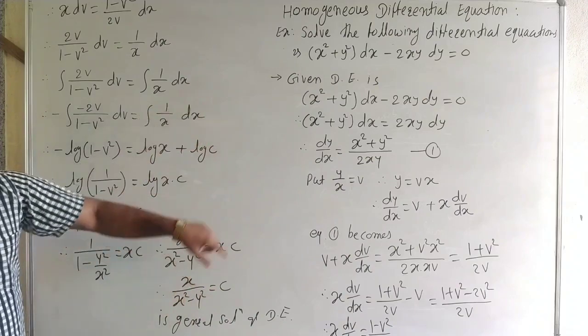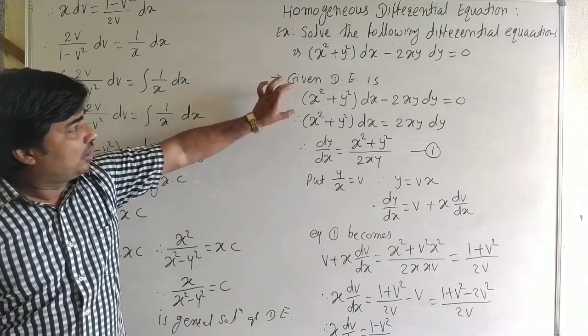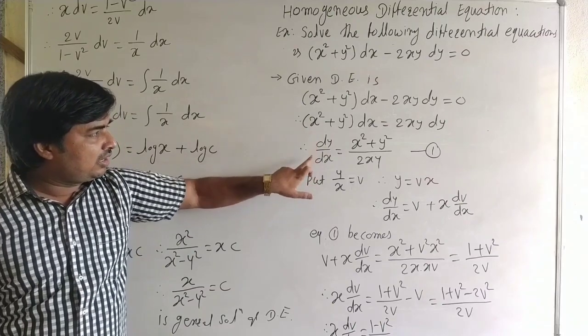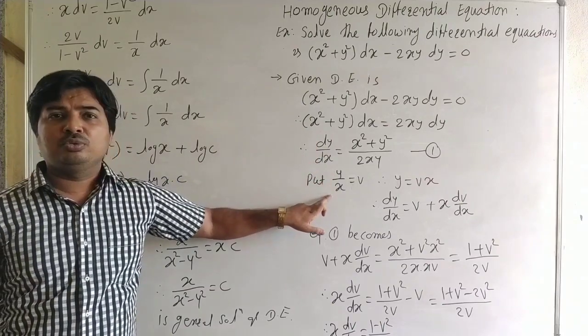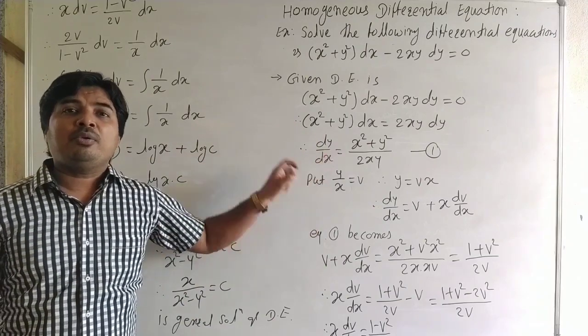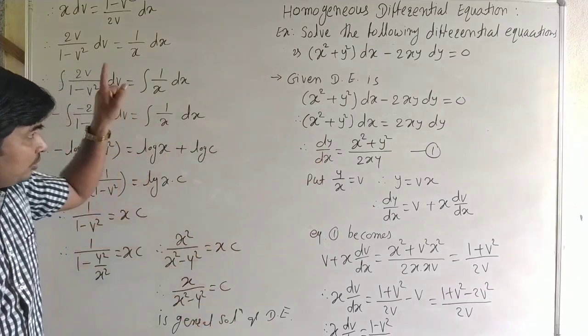Okay, see carefully, this is a homogeneous differential equation. We write this homogeneous differential equation in the form of dy by dx, so put y by x is equal to v. When we write dx by dy, then put x by y is equal to v. See carefully this example.